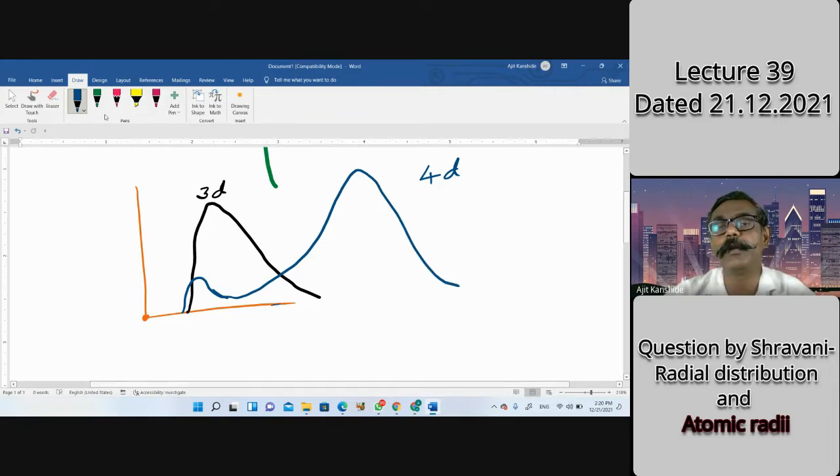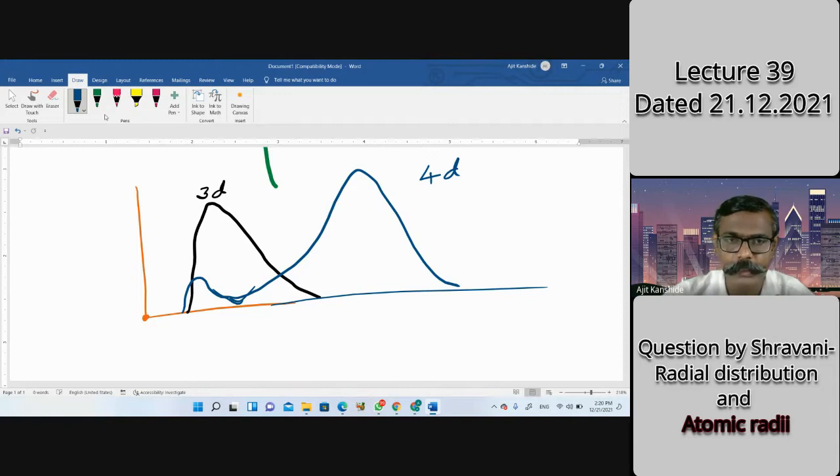Then again you will find the 4D section. Actually here the node portion is there, so it will come down and meet the x-axis. The 4D orbital, which is represented by the blue ink, starts from 3D but with less electron density. But after all, again it is meeting the x-axis, at this point where electron density is 0.